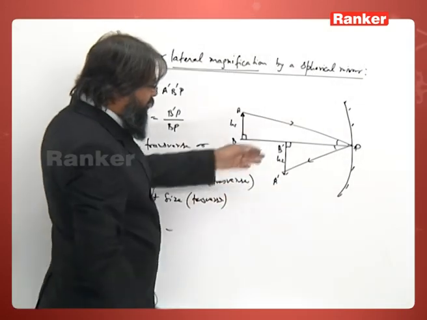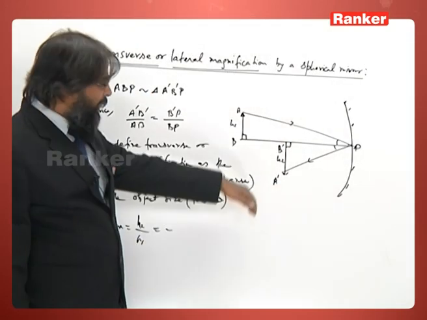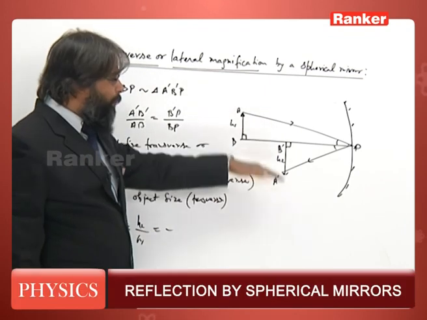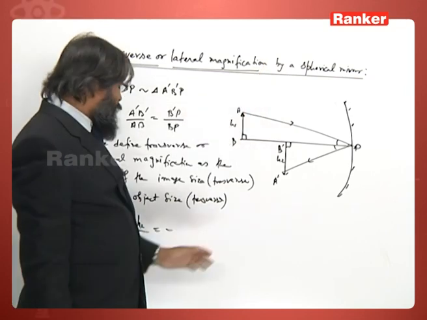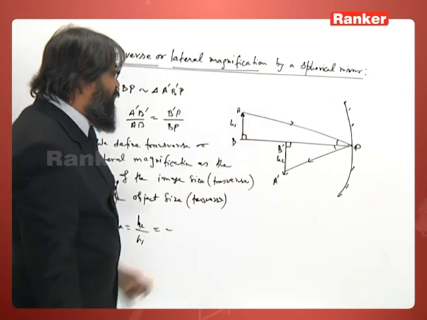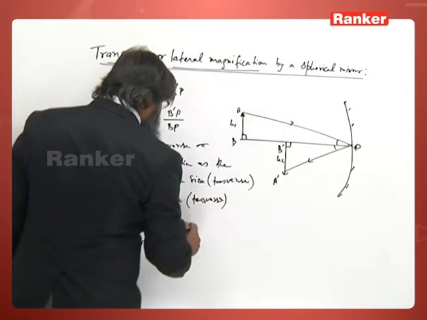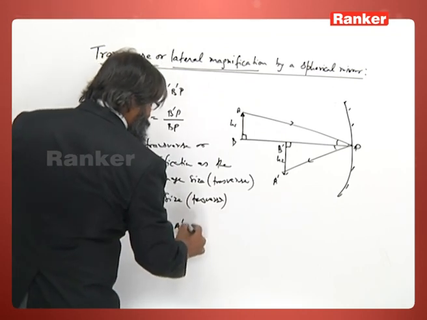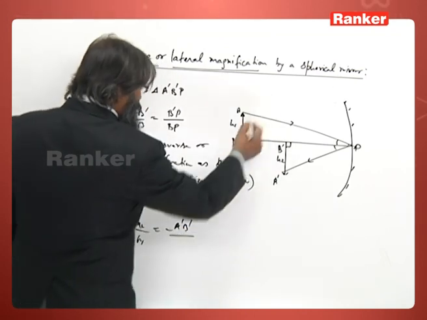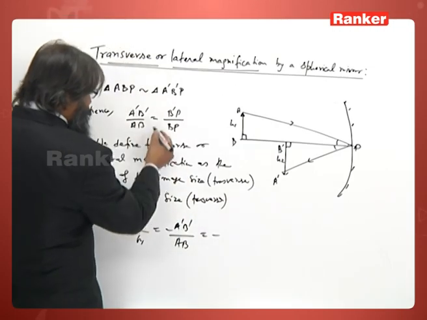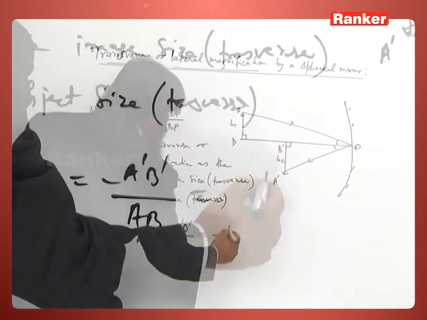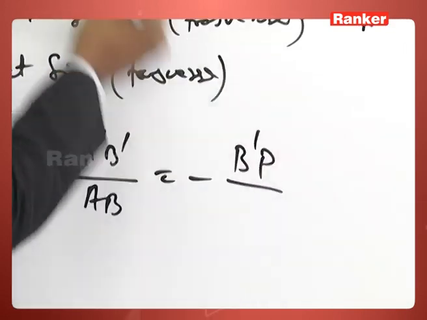Now, since the distances measured in downward direction below the principal axis are negative, and distances above are positive, we will write H2, the image height, as minus A dash B dash, and the above distance as AB. So minus. Now A dash B dash by AB is equal to B dash P by BP.